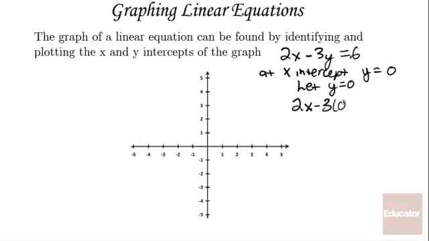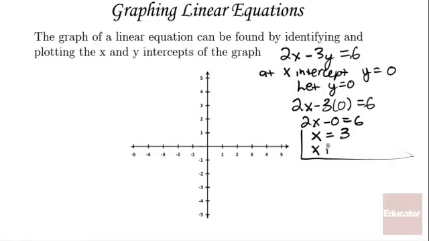So 2x minus 3 times 0 equals 6. So 2x minus 0 equals 6. If I divide both sides by 2 to isolate the x, I'm going to end up with x equals 3. Therefore, this is my x-intercept. So I can go over here and graph it. My x-intercept is going to be at 3. And remember, it's going to be 3, 0. So I have my first point on the graph.